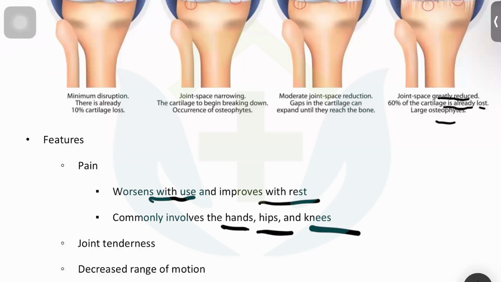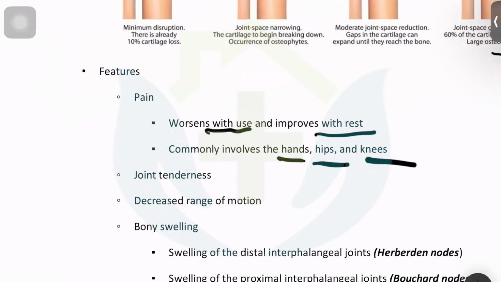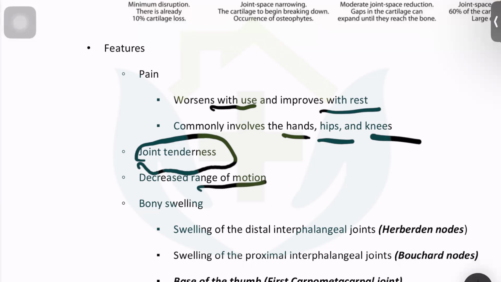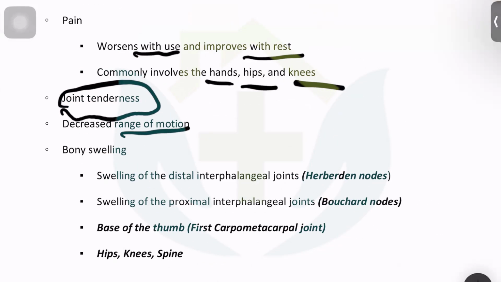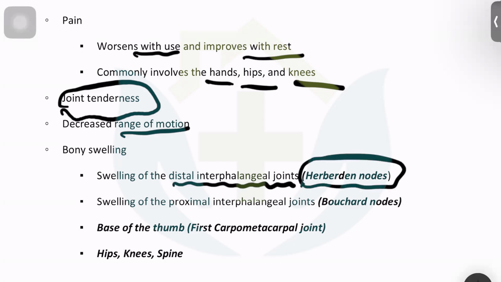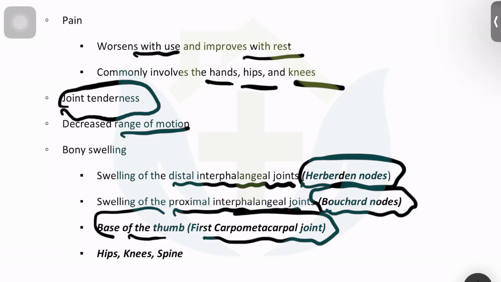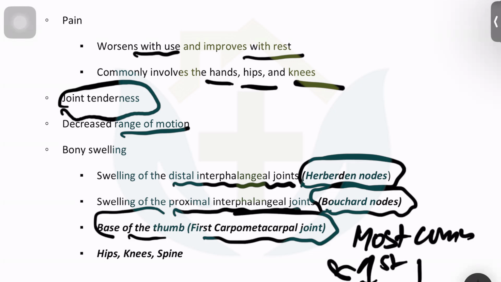Commonly hands, hips, and knees are involved. Joint tenderness is there. Decreased range of motion is there. There are certain telltale signs of bony swelling. If the distal interphalangeal joint swells up, it is known as Herberden's nodes. If the proximal interphalangeal joint swells up, it is called Bouchard's nodes. The base of the thumb, the first metacarpal joint, is the most common and first joint involved, with hips, knee, and spine being the other ones.